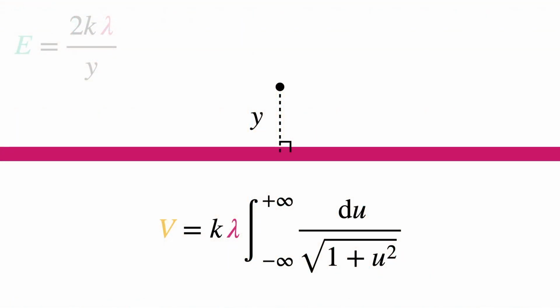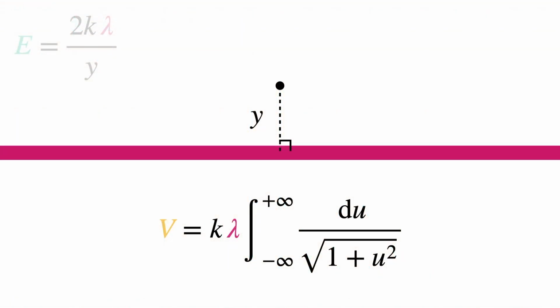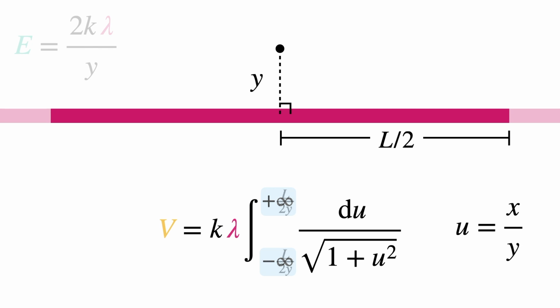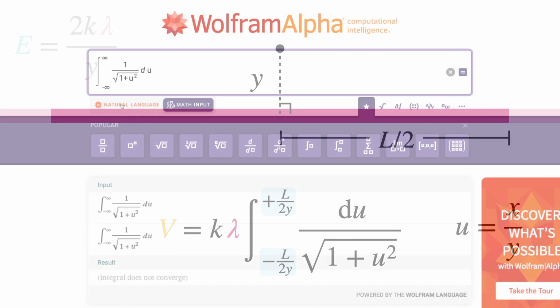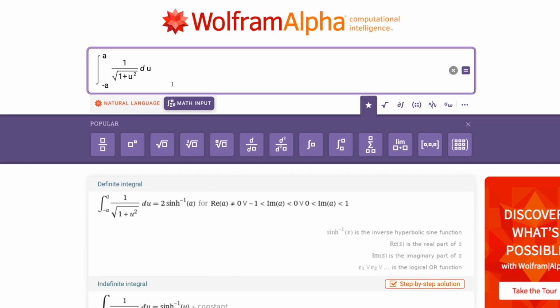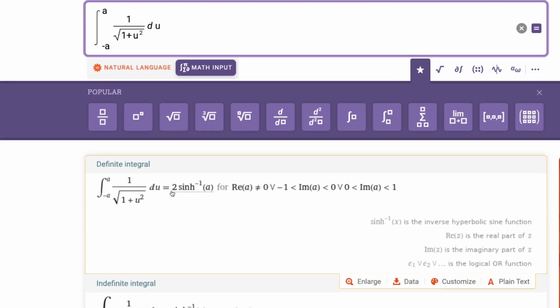Maybe it's a problem with these infinite limits. Just for a second, let's try chopping off the integral at some finite value, say x equals plus and minus L over 2. Since we changed our integration variable to u, the limits become plus or minus L over 2y. So let's try this again. This seems promising. We at least get a finite answer now.